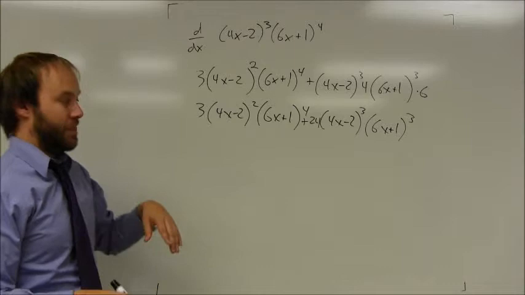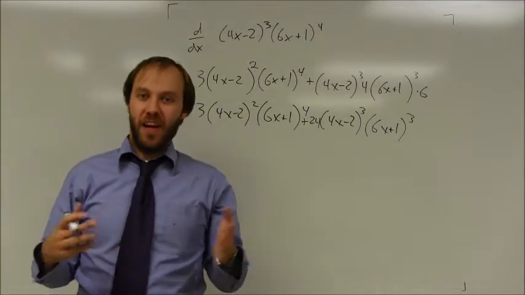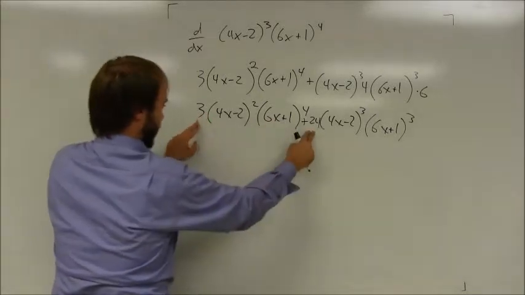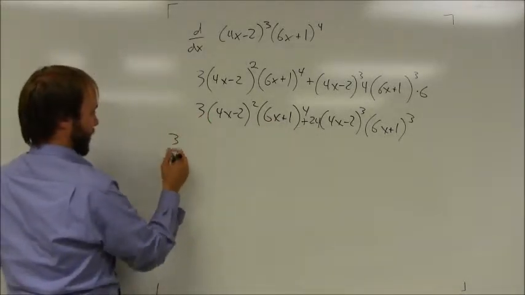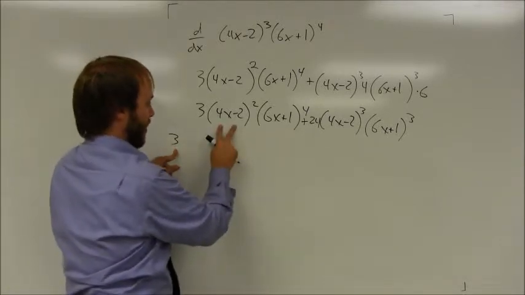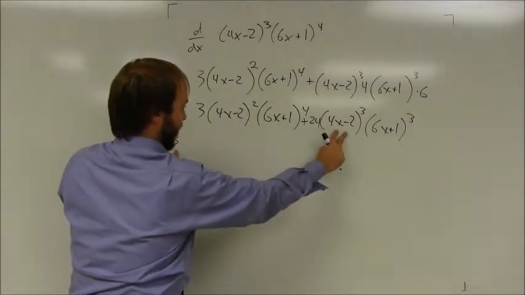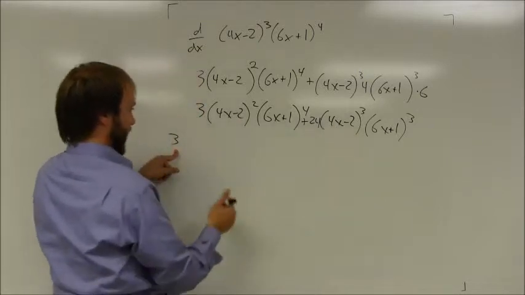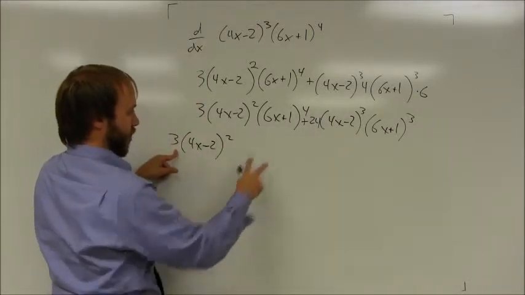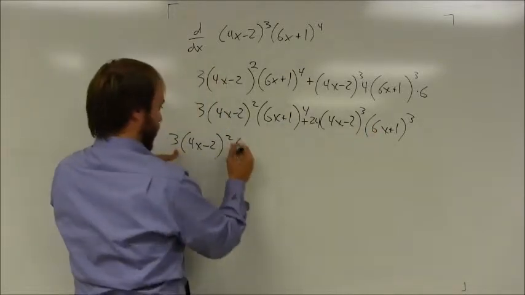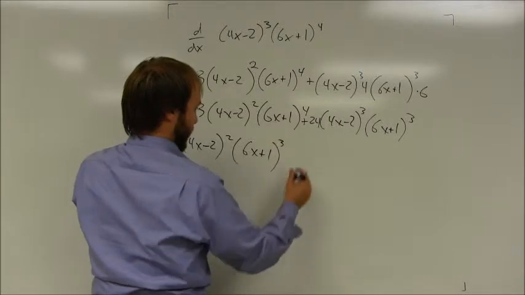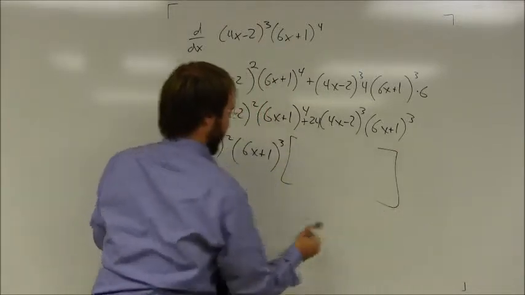And again, depending on the situation, you may or may not need to factor it. If you need to factor it, you go back. 3 and 24, I can divide out a 3. Let's see, 4x minus 2 quantity squared. I can take 2 of these out of both terms. So again, you're really taking out the lowest power. I can take out 3 quantity 6x plus 1s. So that's going to be to the 3rd power. And then I have everything that's left over.